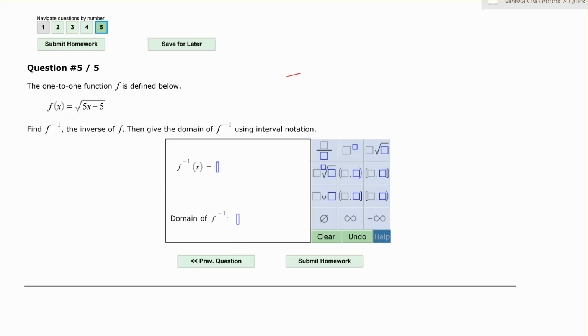The one-to-one function f is defined below. f of x equals the square root of 5x plus 5. We want to find f inverse of x and find the domain.